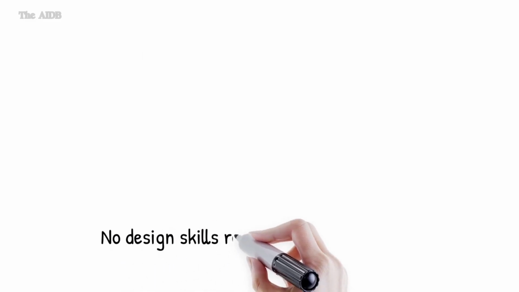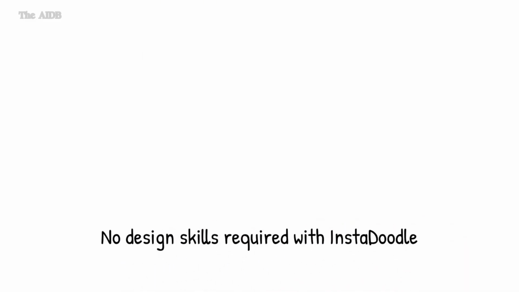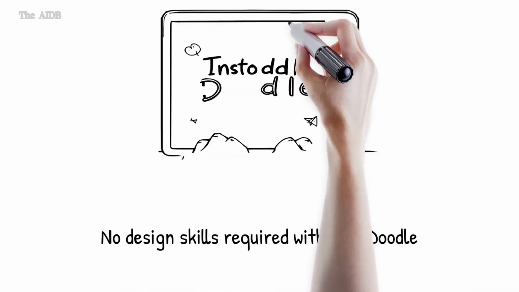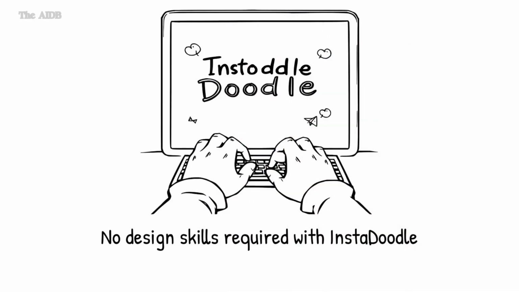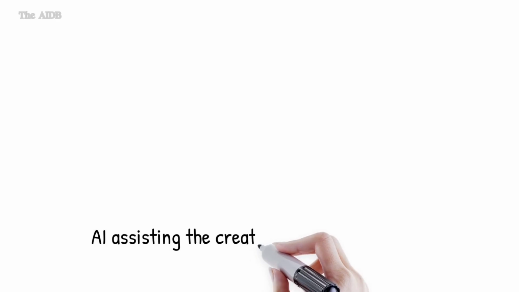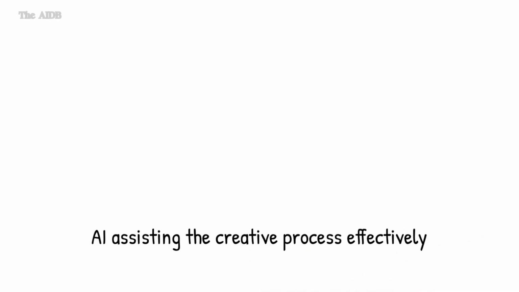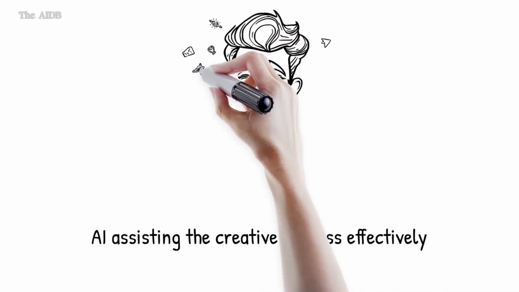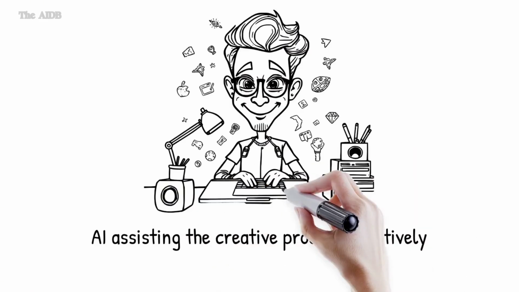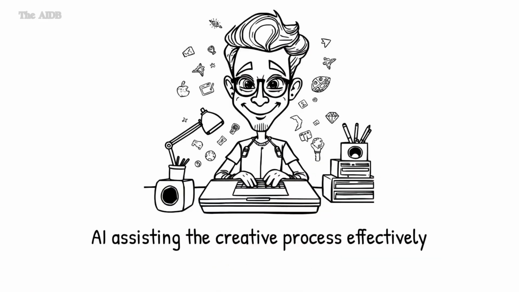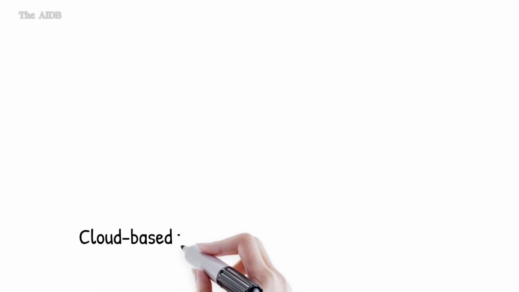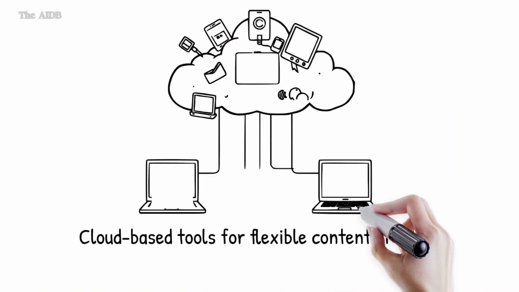You don't need any design skills. You simply type in your script or key points, and its Doodle AI engine helps generate relevant sketch-style visuals. This isn't about generic, low-effort AI. This is about using AI to assist your creative process, allowing you to focus on your script and message, while InstaDoodle brings your words to life visually. It's cloud-based, so you can work from anywhere, which is ideal for a lean, faceless operation.